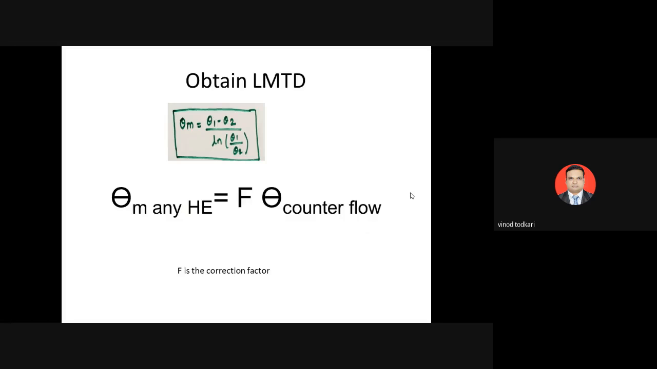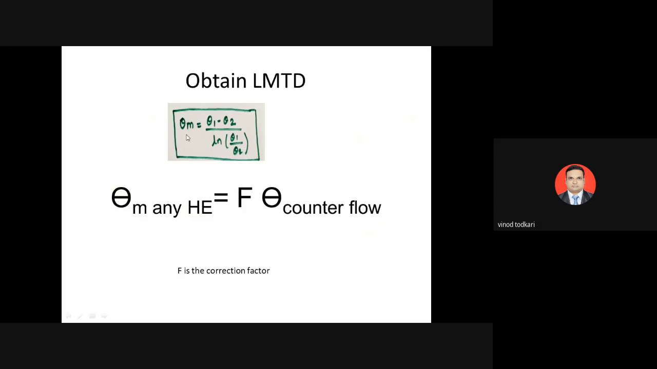Now see, there is a derivation for this, but in today's session, we will not see the derivation. Maybe in the next session, if time permits, we'll see this derivation. At this moment, you just remember this formula: how to calculate LMTD or theta m. The formula is theta m is equal to (theta 1 minus theta 2) upon ln of (theta 1 by theta 2). What is ln? Ln is nothing but natural log, log to the base e.